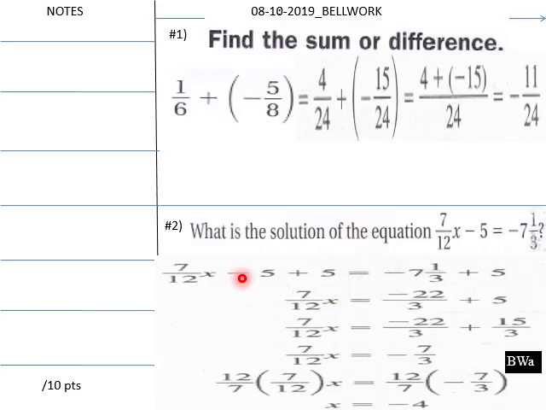Well, we add 5 to both sides. We have this isolated over here, and then we combine these two numbers. Then we have 7/12 x equals negative 7 over 3. Using the multiplicative inverse, we multiply both sides by 12 over 7, and we get x equals negative 4. Students, check your work. And this will be A, actually.